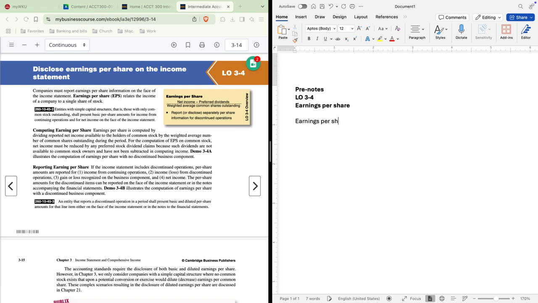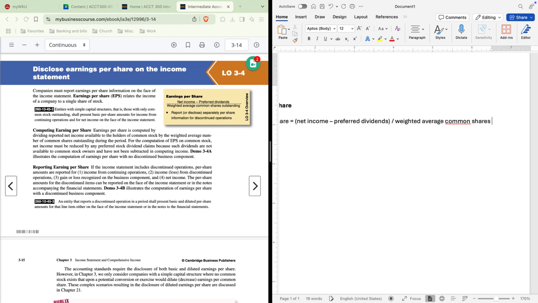Earnings per share is equal to net income minus preferred dividends. And then I'm going to divide that, it says, by weighted average common shares outstanding.